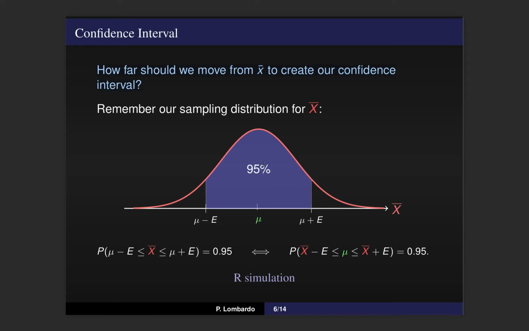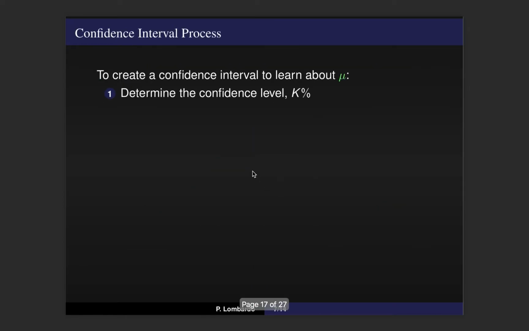The other nice part is that the middle percentage we choose is actually going to give us our success rate, or what we'll eventually call our confidence level. So here's our confidence interval process.